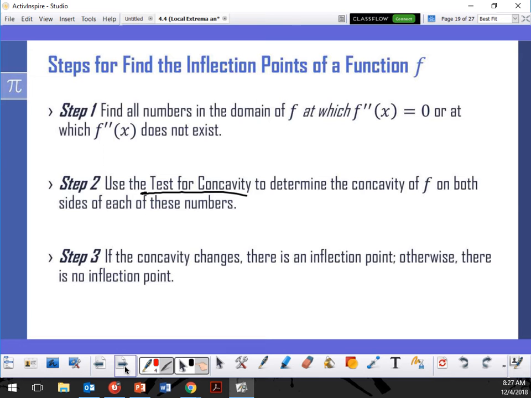Let's go. All right. So if it doesn't change from positive to negative at that point, then it means that there is no inflection at that point. There's going to be no inflection at that point.